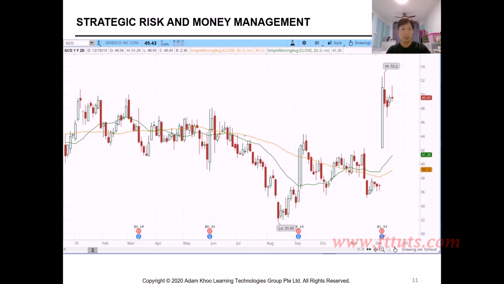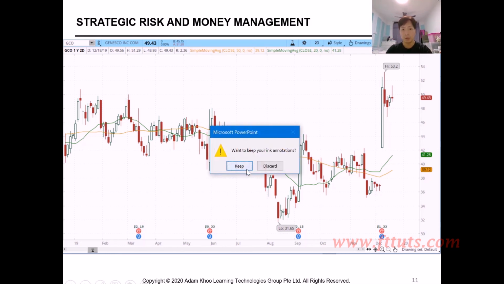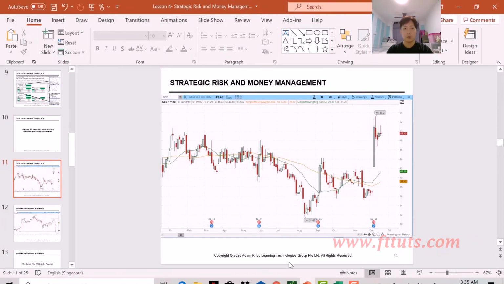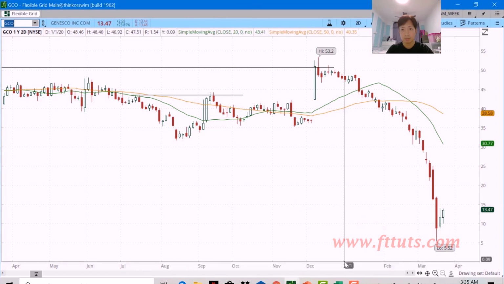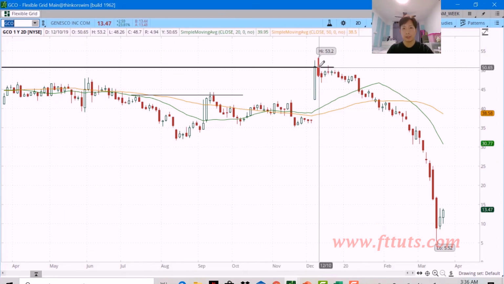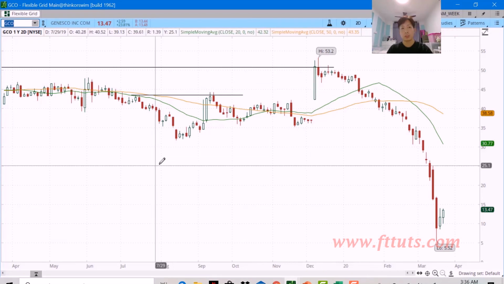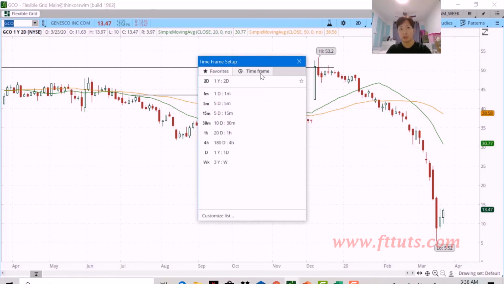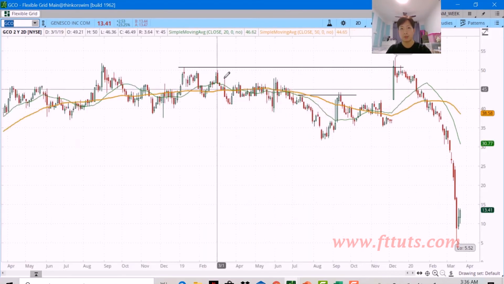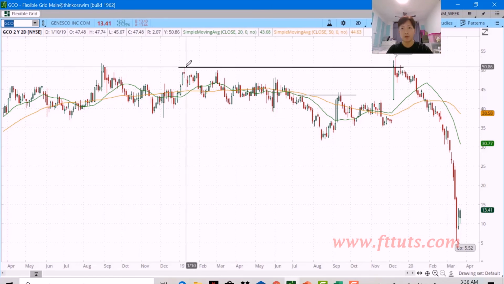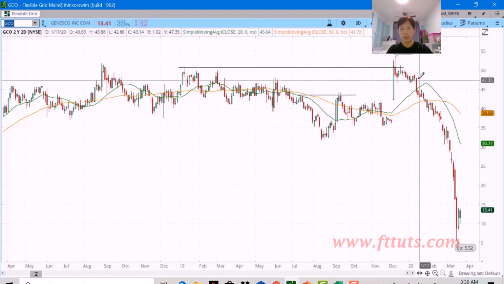For example, this stock called GCO, Genesco, right? 1 year 2 days chart. Let's go on to the chart. So this is Genesco. Let's say this is the bar. I know it's a 1 year 2 days chart, but for the purpose of letting you see what's on the left side of the chart, I'm going to expand the chart, right? So basically, this is a force top scenario.